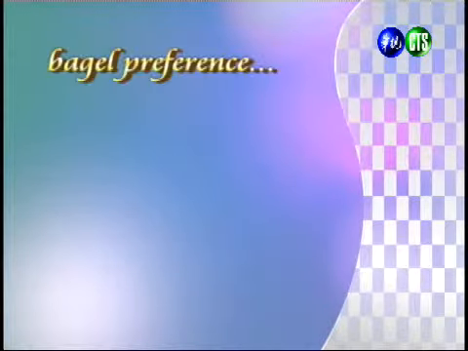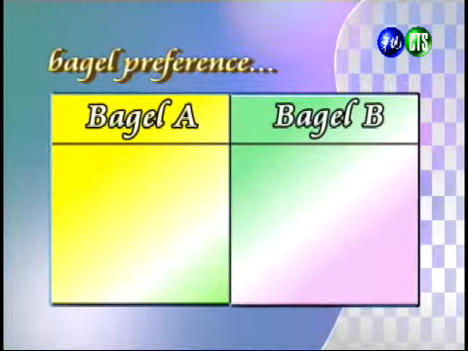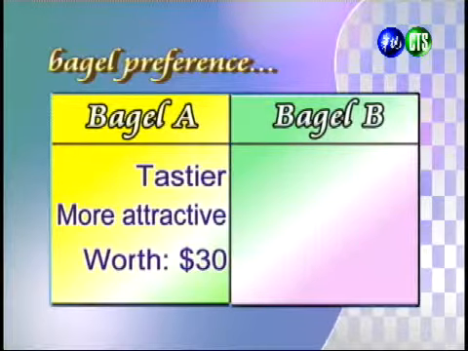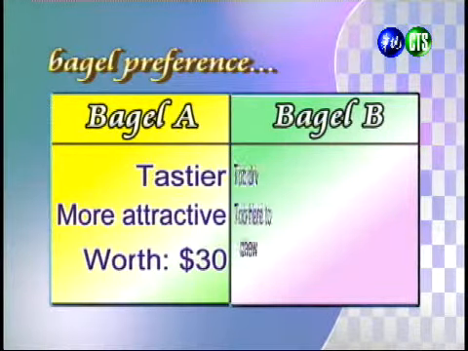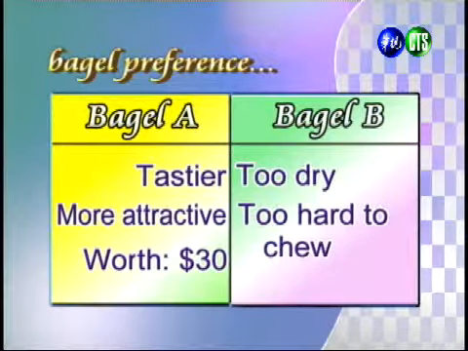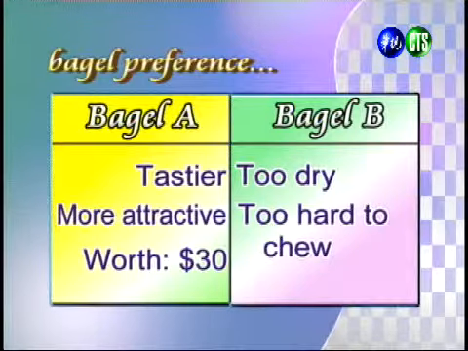And then finally, we learned about Emily's bagel preference. And we found out that she liked bagel A better, and it's tastier, it's more attractive, and she thought it's worth $30. And then she didn't like Bagel B as much because it's too dry and too hard to chew.